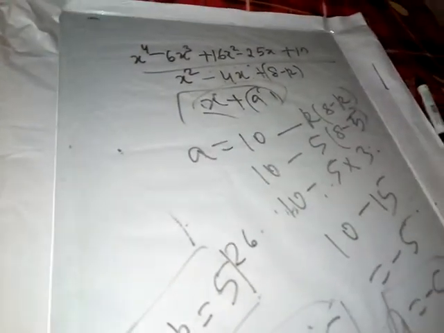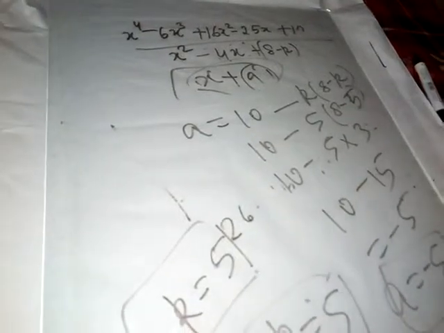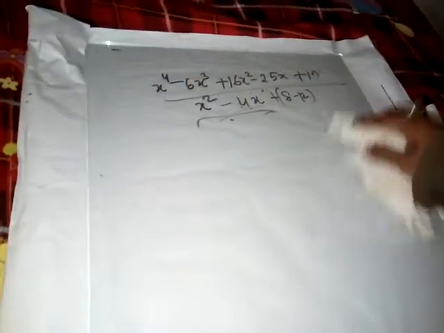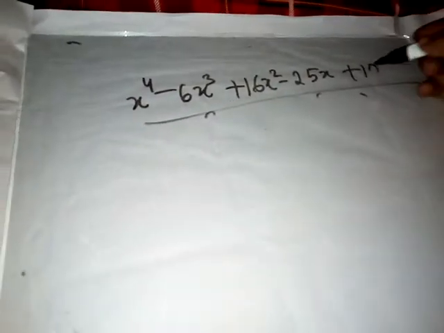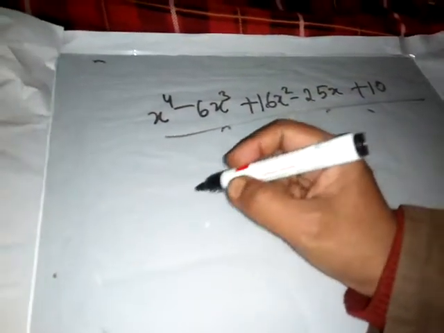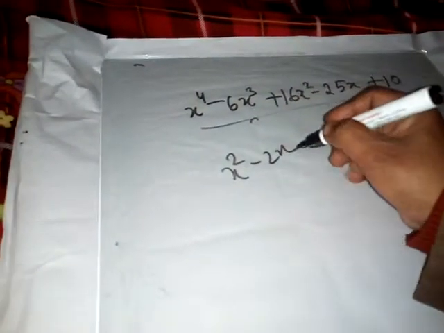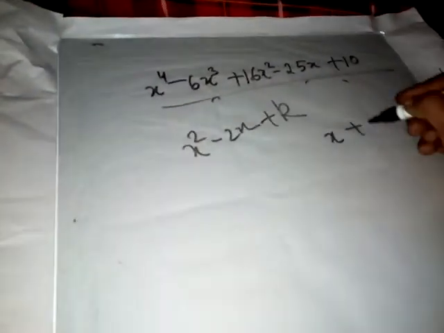So do we have another method to solve the same question? Of course we have. This one is quite interesting, because in this method we are going to divide the given polynomial. Let me write, just look at the polynomial one more time. x to the power 4 minus 6x cube plus 16x square minus 25x plus 10 is divided by x square minus 2x plus k. The remainder is x plus a. So just subtract the remainder from the given polynomial.